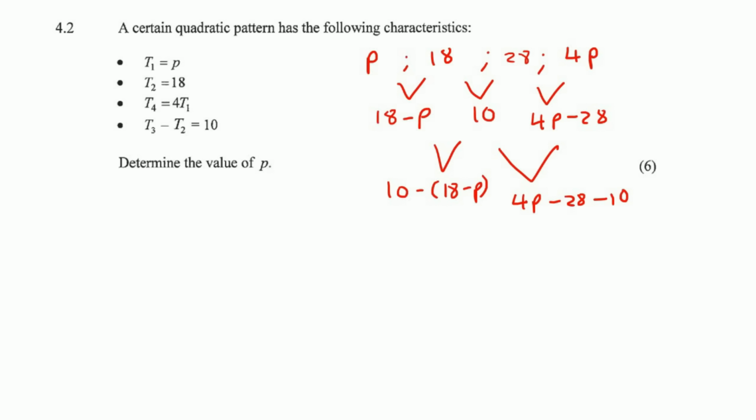Okay, so if we had to just quickly simplify this one a little bit, we could say 10 minus 18 plus p. And then, okay, so I'll just fill that in quickly. 10 minus 18. Whoopsie.